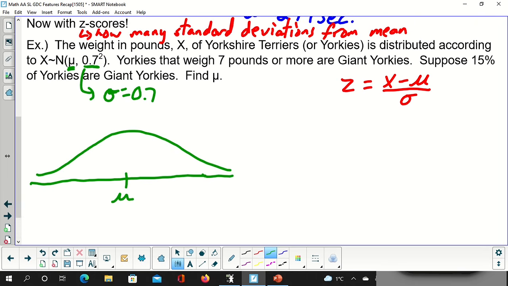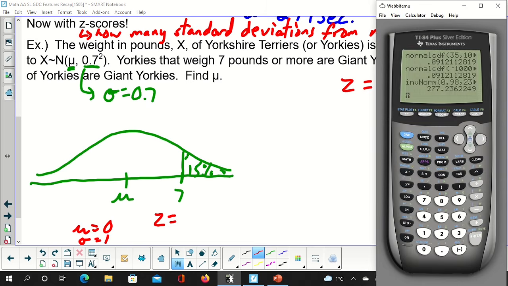There's some mean that we don't know, and we're going to look for. There's some weight up here of 7, and 15% of Yorkies weigh more than that. And we also know the standard deviation. It's very difficult for the calculator to find mu directly for us. What it can do instead is find the corresponding z-score. Okay? And so if you're looking for a z-score, you're talking about a situation where the mean is 0 and standard deviation is 1.